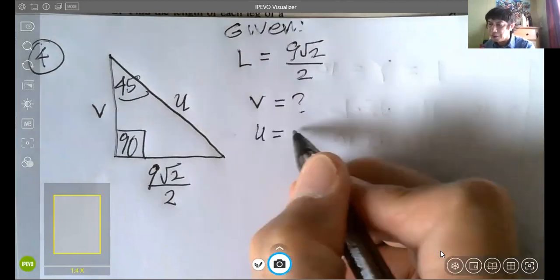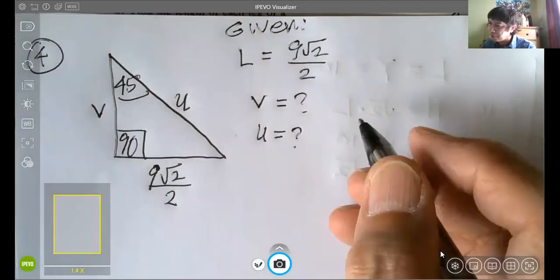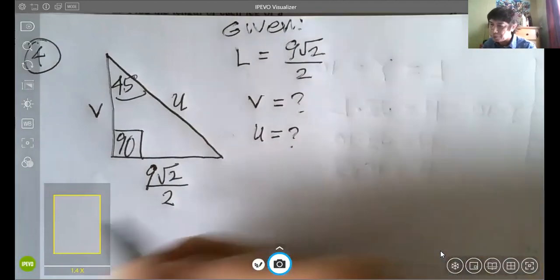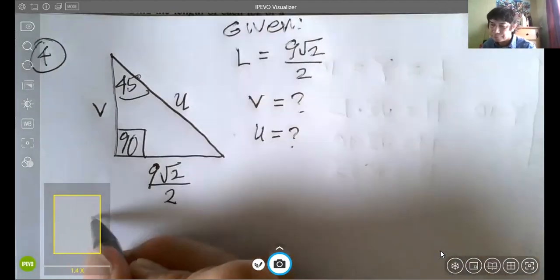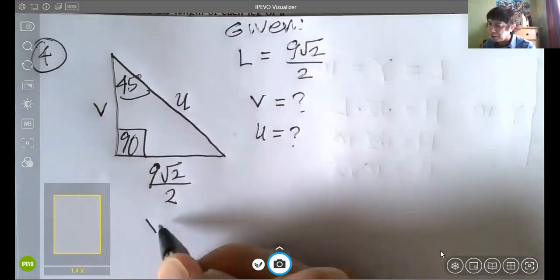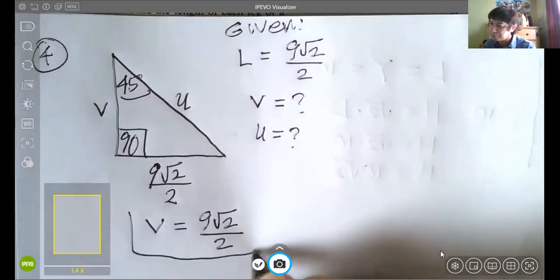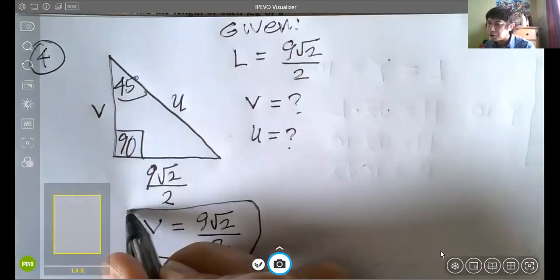All right, V, of course, we can solve right away. That is exactly equal to 9 square root of 2 over 2. So the answer for V, let me just put it here. The answer for V is exactly equal to the other leg. That's 9 square root of 2 over 2. There. Now, how about the U?